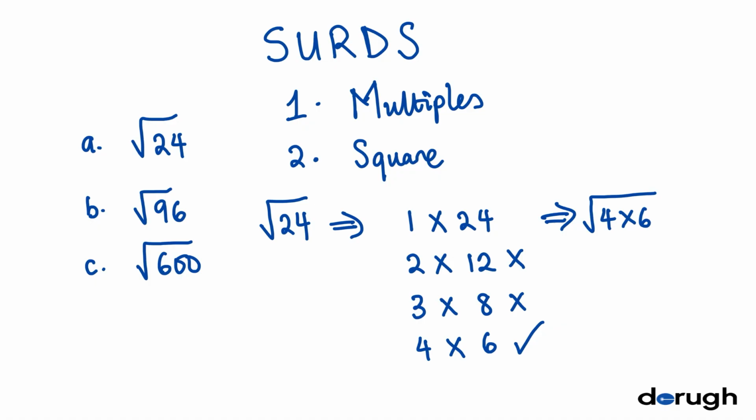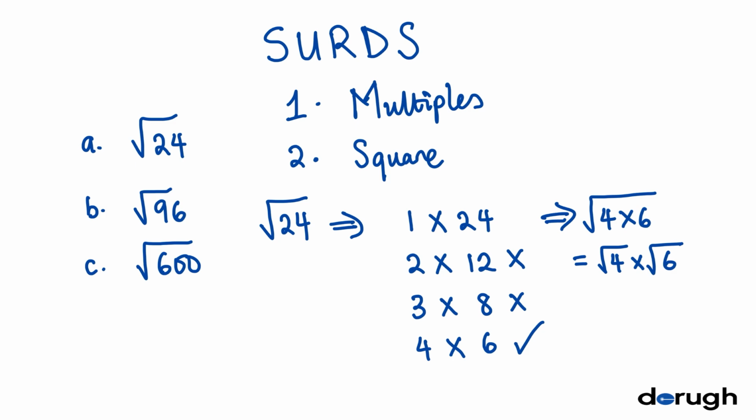At this point, what we can do is split up both numbers. Because they're combined by multiplication, we can split them up and they'll still be combined by multiplication. I know I just used a lot of words, so let's see how it works. So this becomes the square root of 4 multiplied by the square root of 6.